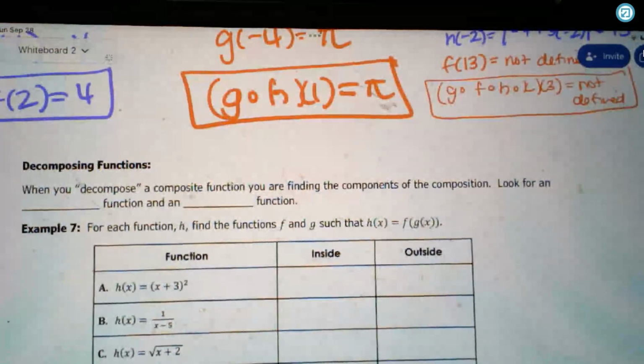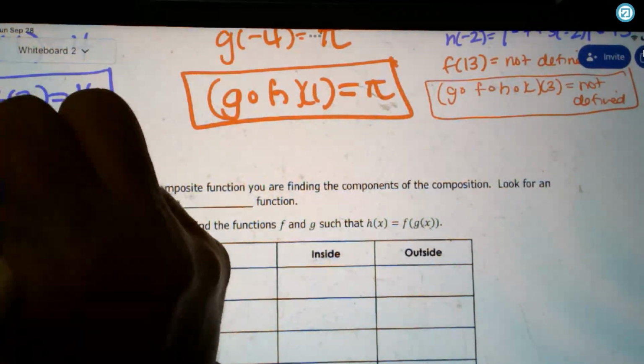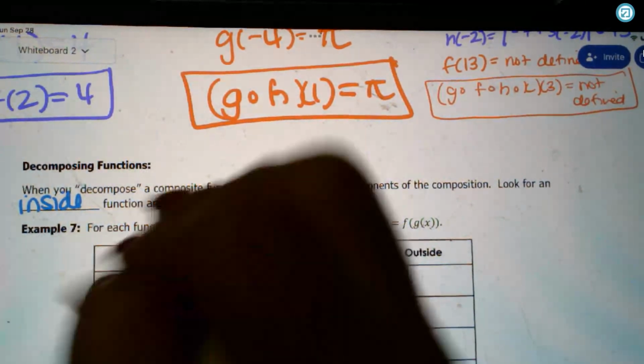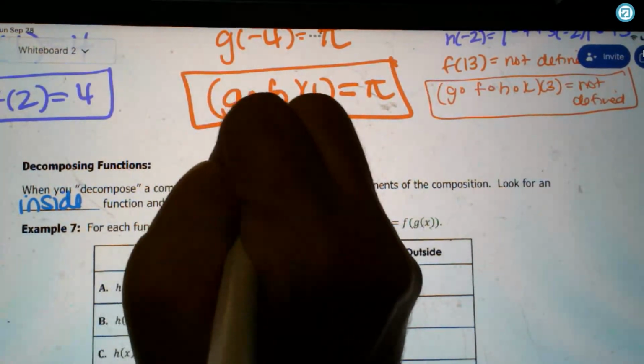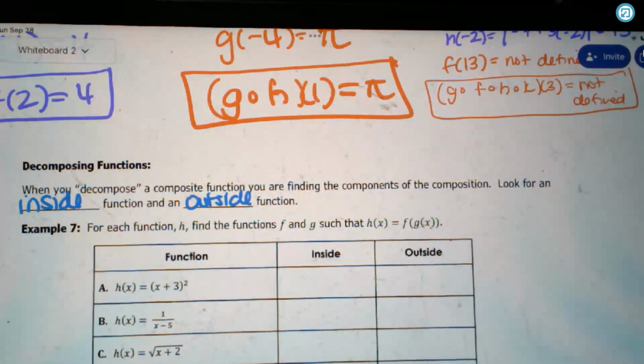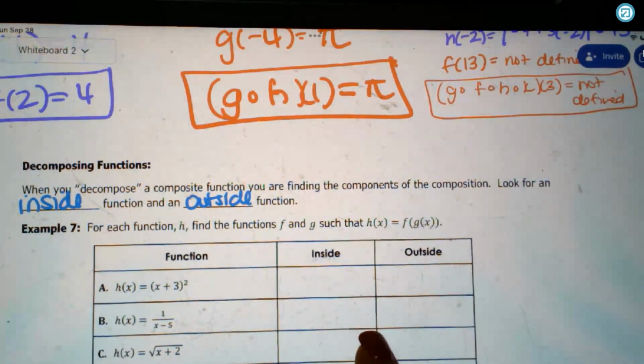All right, so the very last thing we need to talk about. When you decompose a composite function, you're finding the components of the composition. Look for an inside function and an outside function. So for each function h, find the functions f and g such that h of x equals f of g of x. So we want to know what is inside here.